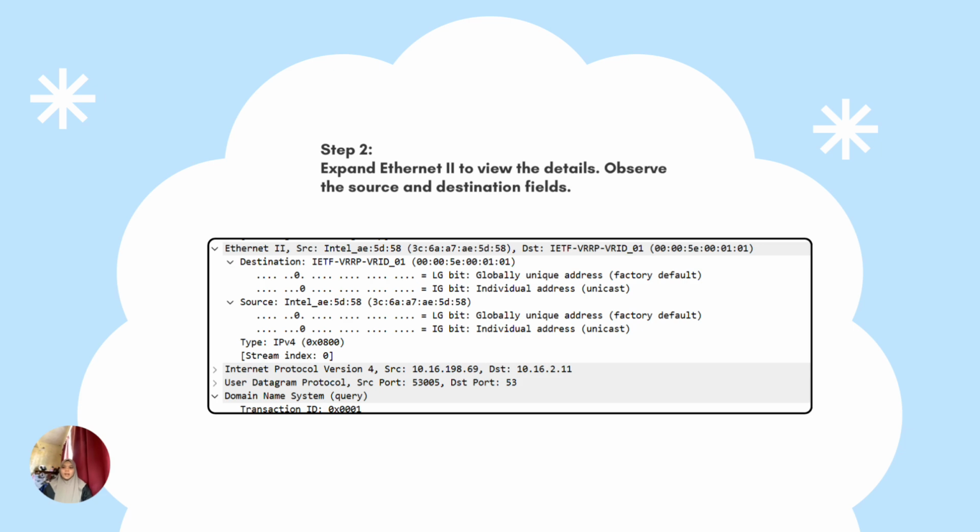Next, we expand the Ethernet II section in Wireshark to view the packet details, including the source and destination addresses. This helps us track where the packet originated from and where it is being sent, allowing us to see the flow of DNS traffic across the network.